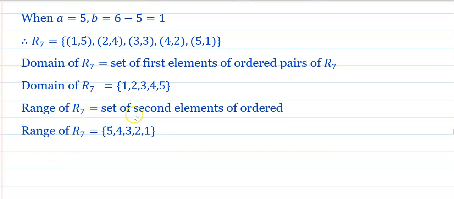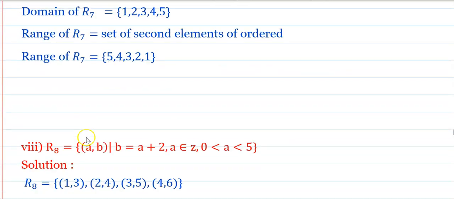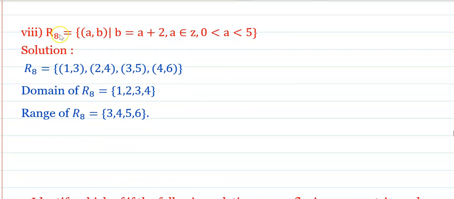Range of R7, that is a set of second elements of the ordered pairs. That is 5, 4, 3, 2, 1. We can write it like this or keep it like this also, 5, 4, 3, 2, 1 or 1, 2, 3, 4, 5. This is the range of R7. Now next question, R8.